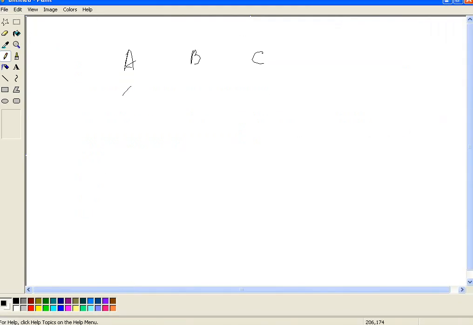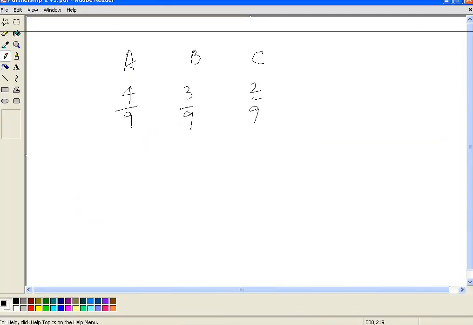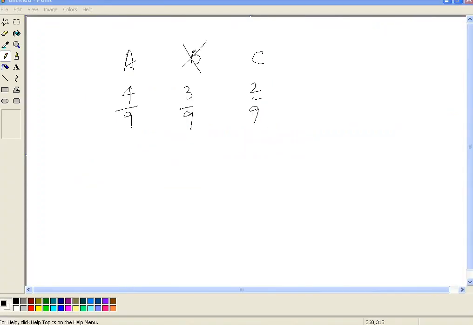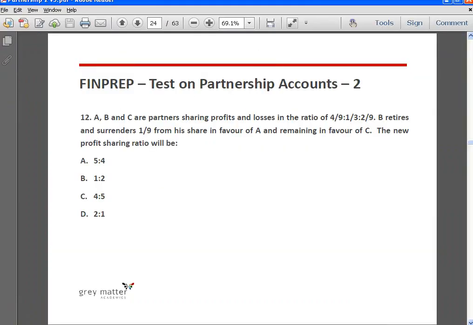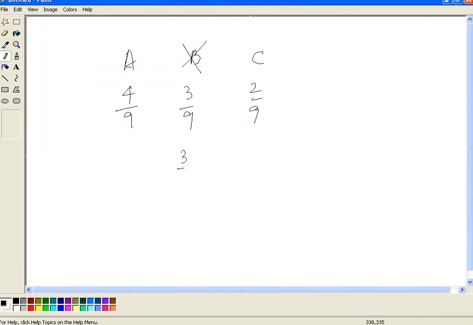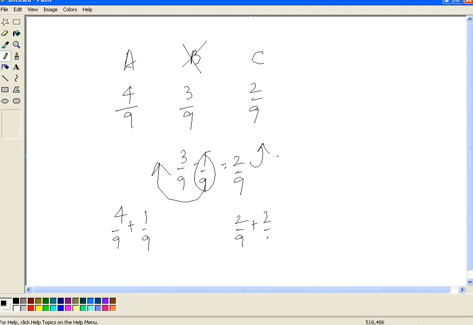Here the old profit sharing ratio is 4 by 9, 3 by 9, 2 by 9. B is retiring and surrenders 1 by 9 from his share. So from 3 by 9, 1 by 9 goes to A. Okay, and the remaining 2 by 9 goes to C. Right? So now A's share will become 4 by 9 plus 1 by 9, and C's share will become 2 by 9 plus 2 by 9. So this is 5 by 9 and this is 4 by 9, which means the new profit sharing ratio is 5:4. Clear?